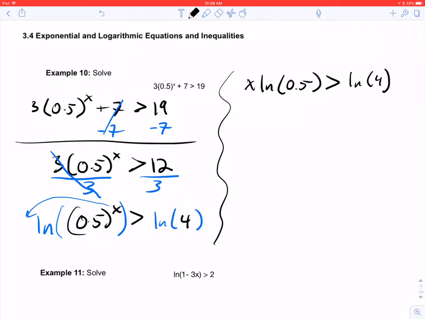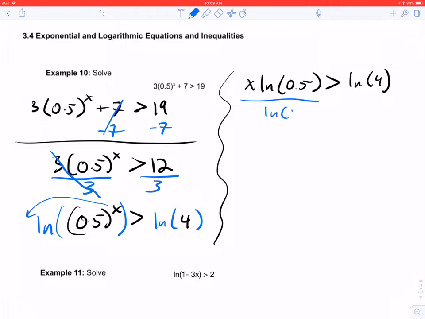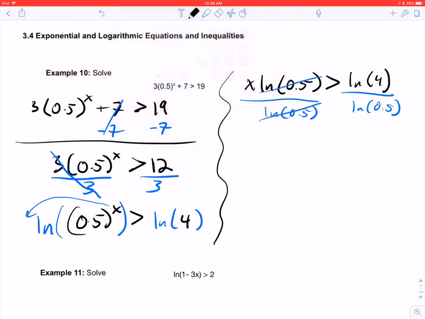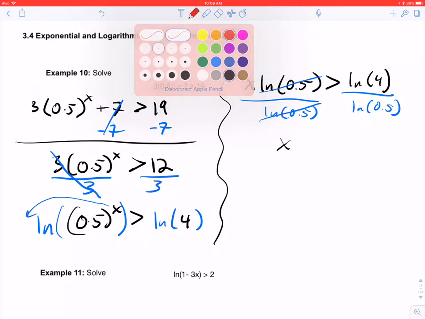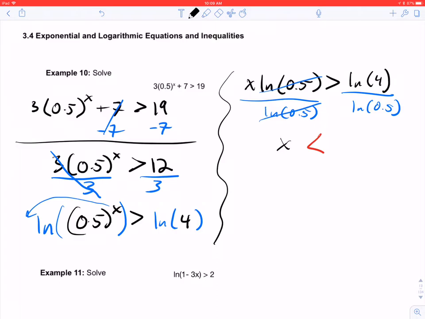So then to solve for x, what's the log of a half? Well, notice that the log of a half, the x is between 0 and 1, so that y value log should be negative. So when we divide both sides by the log of a half, we're really dividing by a negative. So then if we're dividing by a negative, what's going to happen? So then x should be less than that expression on the right, the log of 4 over the natural log of a half.